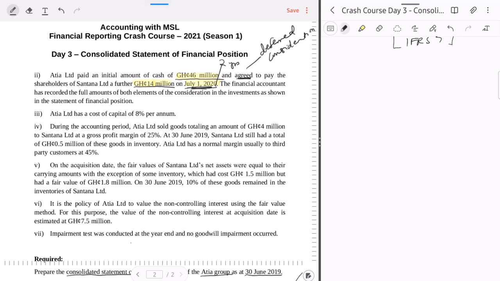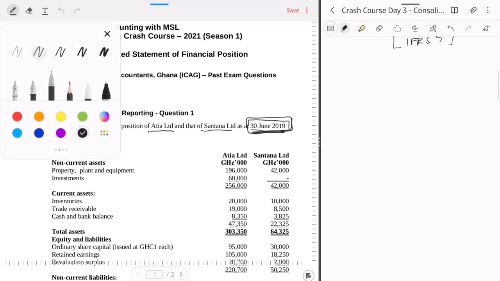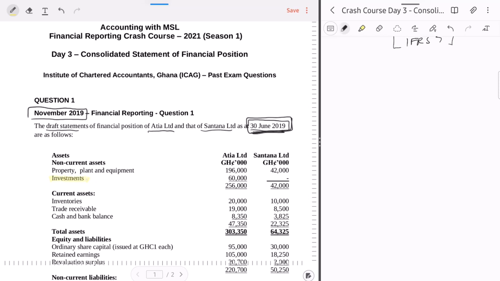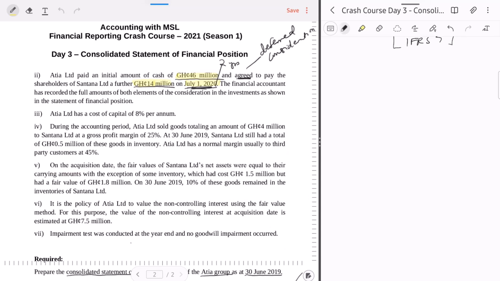The financial accountant has recorded the full amount of both elements of the consideration in the investment as shown in the statement of financial position. What they are saying is that if I go to the balance sheet and I see investment here, this figure right here, they are saying this 60,000 cedis here includes both the immediate consideration and the future or deferred consideration. Why is this important? As we'll find out shortly, you need to eliminate the investment figure that relates to that particular subsidiary. So if they are saying the full figure of 60,000 includes both deferred and current period consideration, then you need to what? Look at the full figure for elimination purposes, right? But don't worry, we'll treat it when we get there.